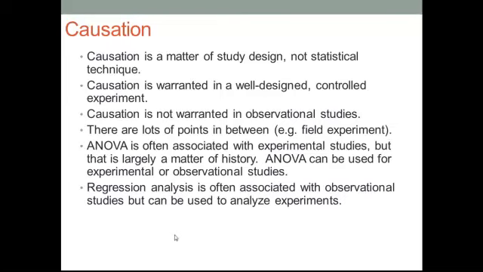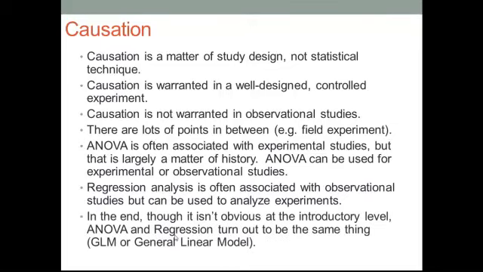So the analysis, whether you use ANOVA or regression, for example, really isn't the thing that affects whether or not you should make a causal statement. It's the design of the study. Experiments at one end, or well-designed controlled experiments at one end, and observational studies at the other. In the end, and it probably won't be very obvious, it turns out that analysis of variance and regression are the same thing, or at least subsets of the same thing, something called the general linear model, or GLM.